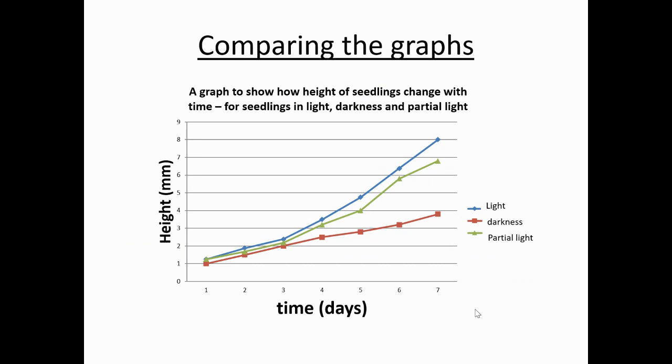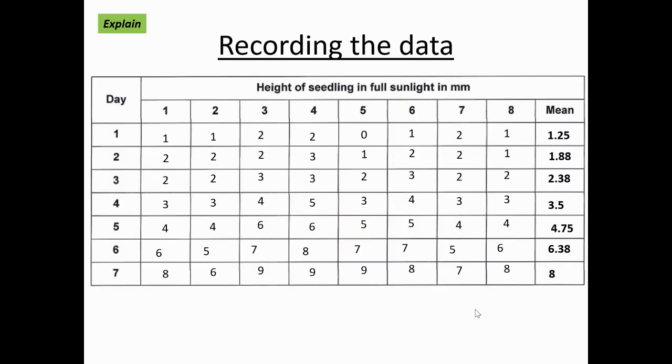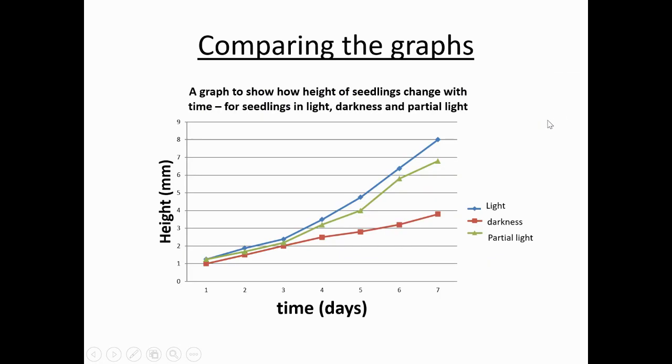Okay, so once you have got 3 tables full of data and you've got average heights for each day, you can plot them onto a graph. What I've done is actually superimposed 3 graphs on top of each other, and you have got the height of the plant up the side, the time in days down the bottom, and the lines represent the growth. So you can see the blue, which is in light, grows the fastest and also ends up with the highest height at the end of the week.